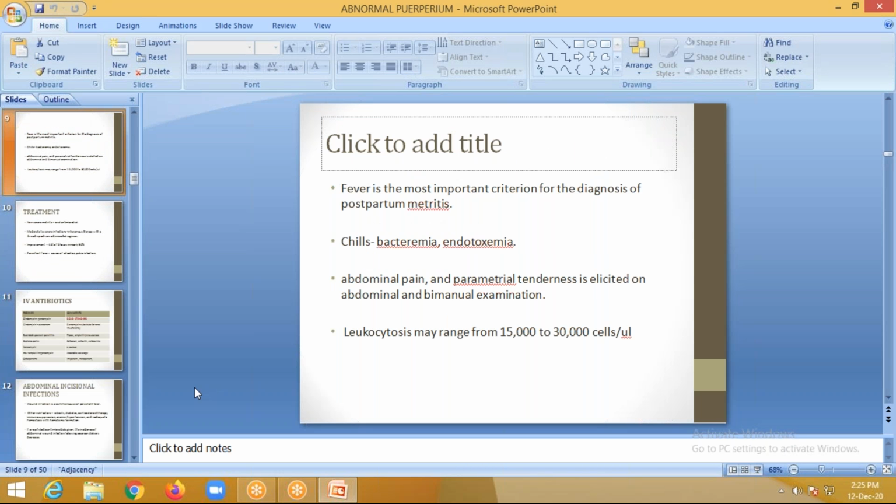Fever is the most important criterion for diagnosis of postpartum metritis. Chills will occur in bacteremia or endotoxemia. Abdominal pain and parametrial tenderness are elicited on abdominal or bimanual examination. Leukocytosis is very common, and we can see leukocytosis ranging from 15,000 to 30,000 cells.